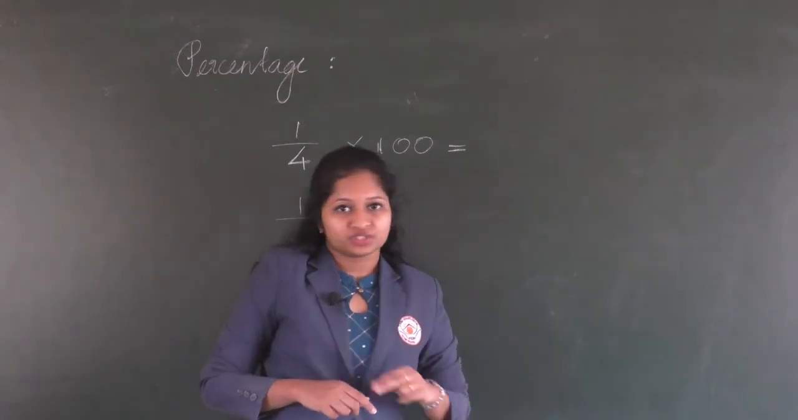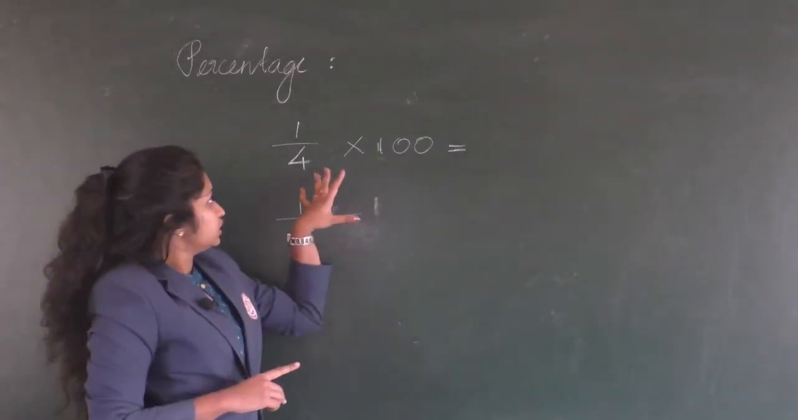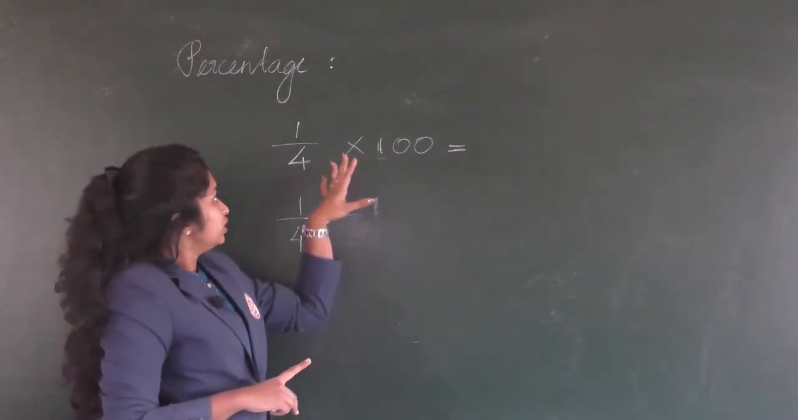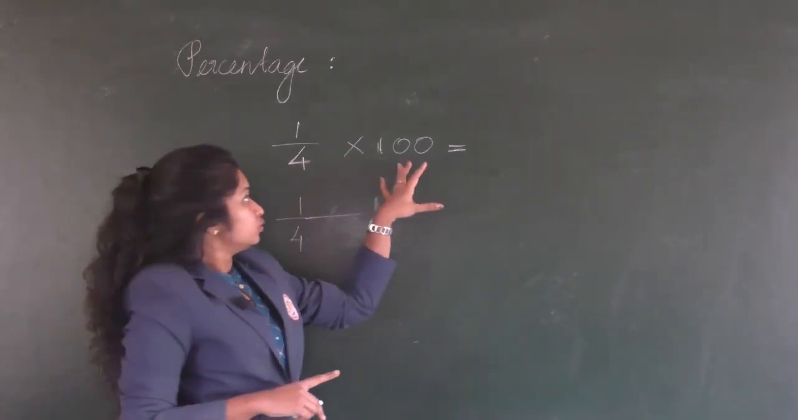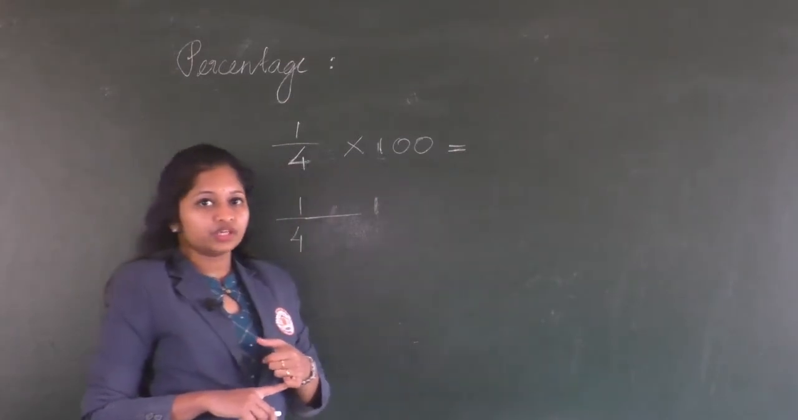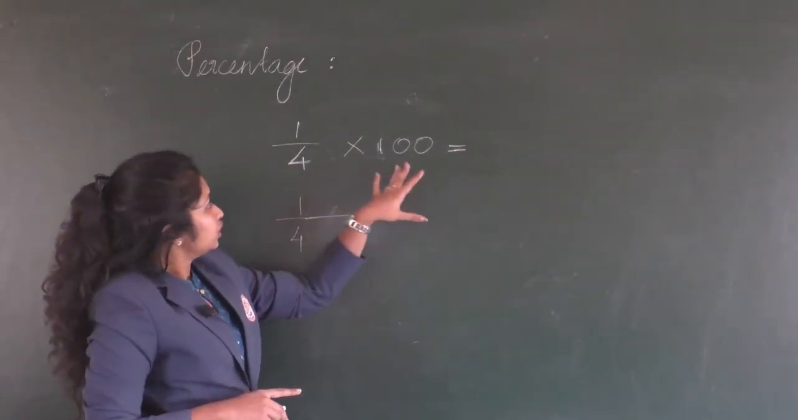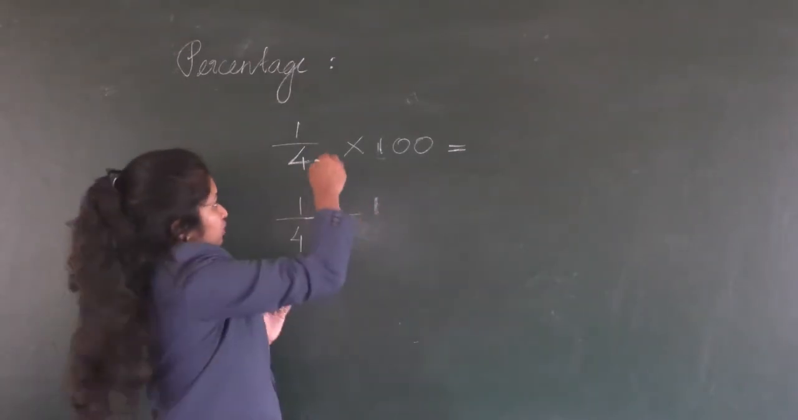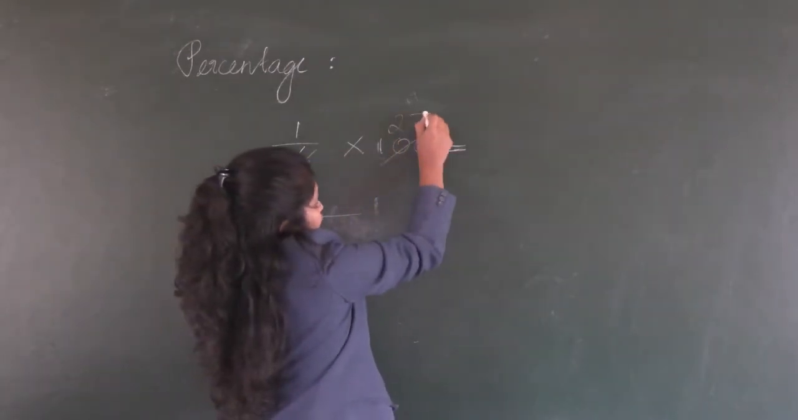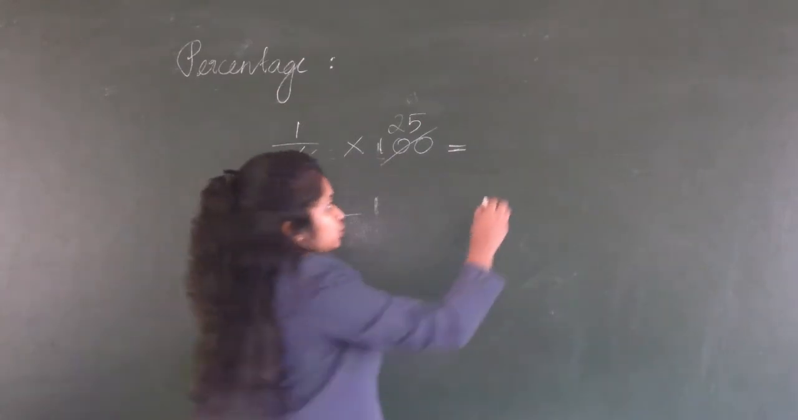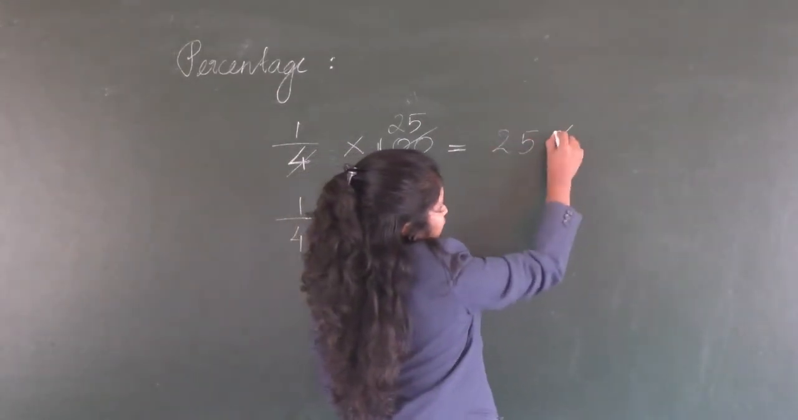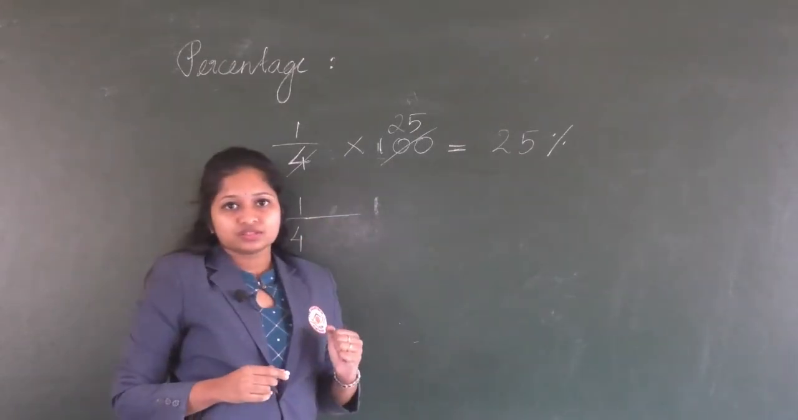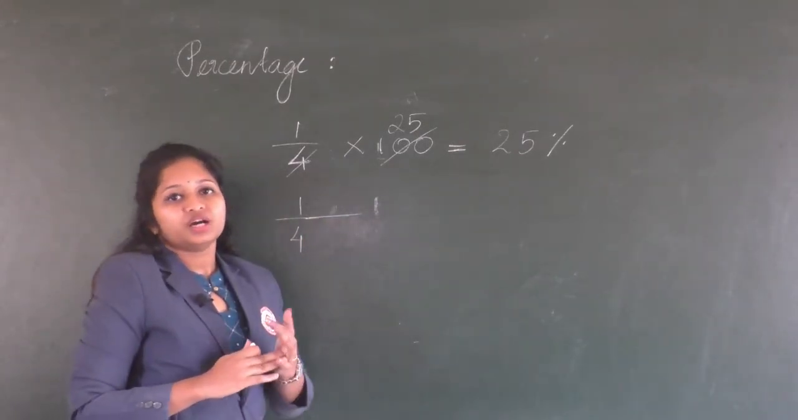So children, let's learn the conversion of this fraction to percentage by two methods. Here I have 1 by 4. So as we did earlier, multiply this fraction with 100. Now 1 by 4 into 100 is 25. 100 by 4 is 25. So this is 25%. Now the second method is to make the denominator 100.